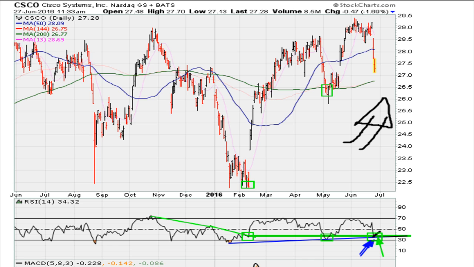So watch your RSI levels for potential support. When you see confirmation, that's going to be an indication that the stock is due for some type of a swing trade bounce to the upside.